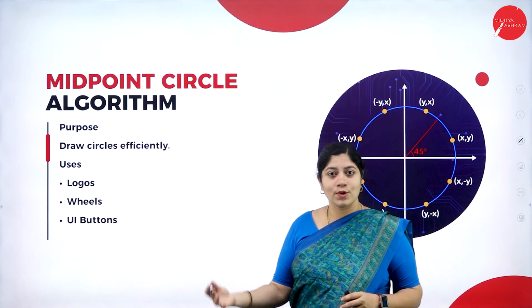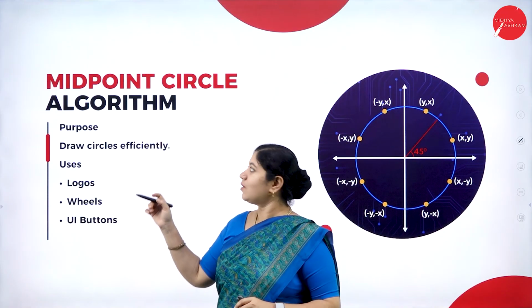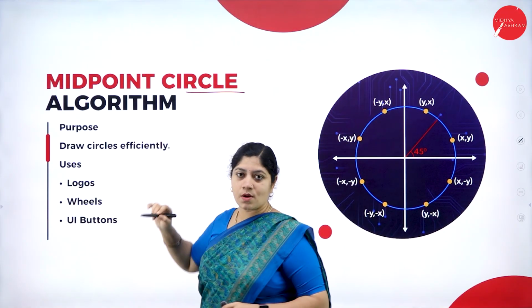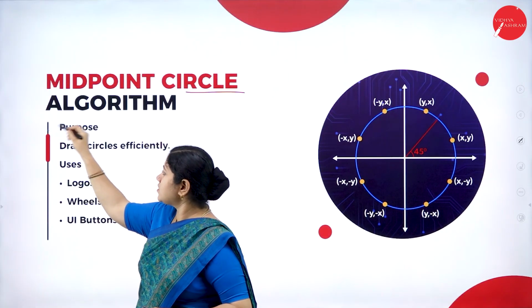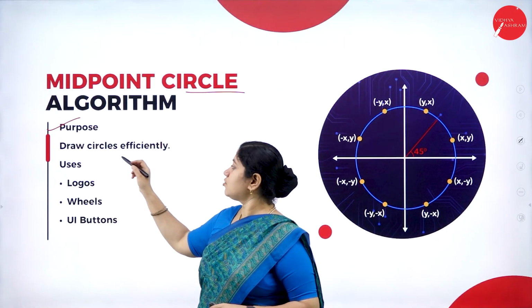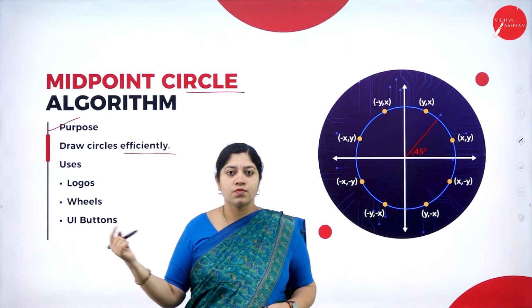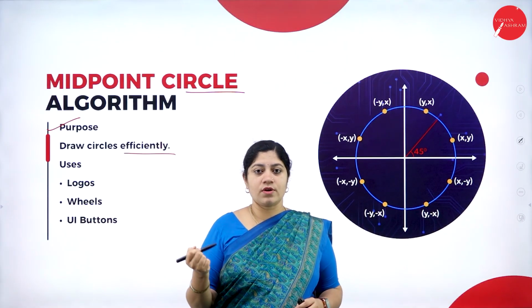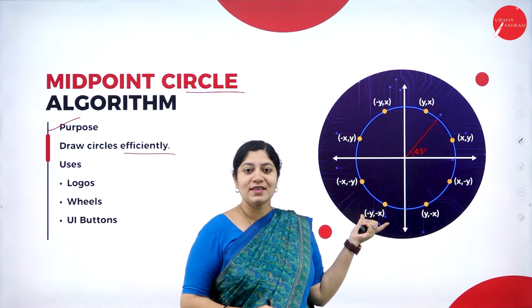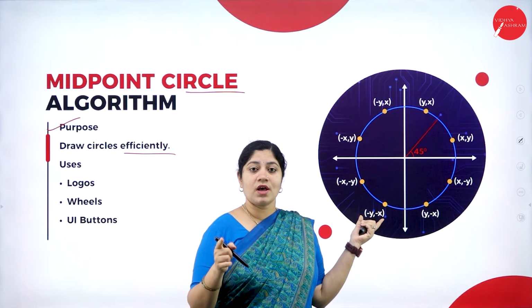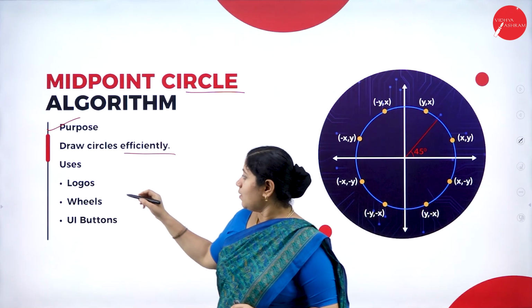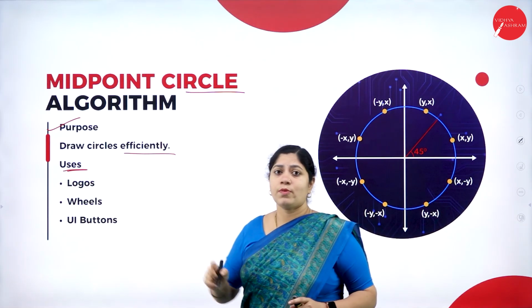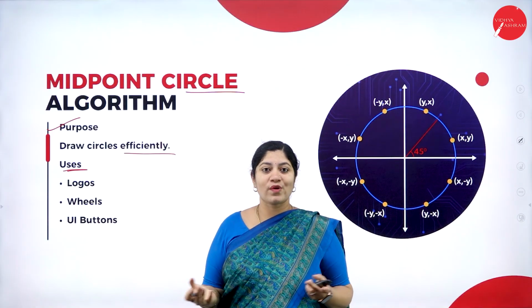So now let's go forward with the next type of algorithm, that is midpoint circle algorithm. The main purpose of this algorithm is to draw a circle efficiently. So we saw the line drawing algorithms. Now we are seeing the algorithms that are utilized to draw a circle. Now, what are the uses of this midpoint circle algorithm? What is the use of drawing a circle?